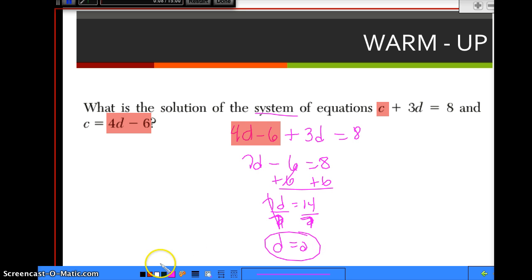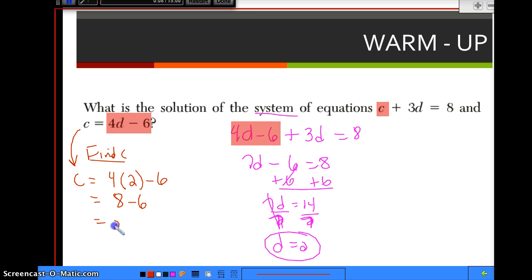Now we found d, we now have to find c. So let's use this equation, since it's already solved for c. You can use either one. I'm going to use this one over here. So it's 4 times d, which we came out as 2, minus 6. 4 times 2 is 8. 8 minus 6 is equal to 2.